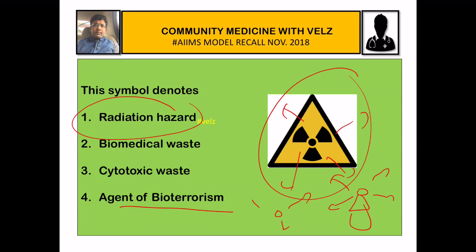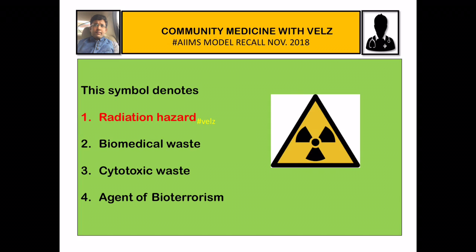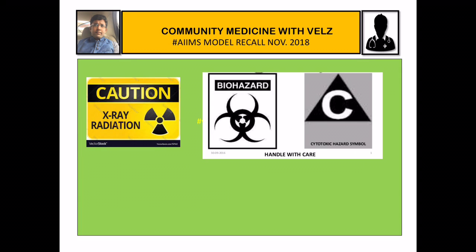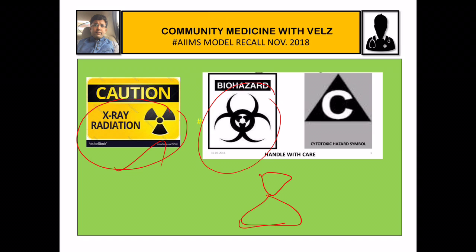Usually for agents of bioterrorism, there are no specific symbols. But there are symbols for biomedical waste, that is cytotoxic waste usually. So we know the answer is radiation hazard. This other one stands for biohazard. It will be on the biomedical waste management bags, you can see. It looks like a Chinese claw symbol, with 3 claws. Okay, this is a bad omen, like biohazard. C stands for cytotoxic hazard.